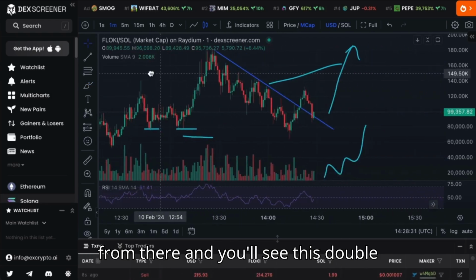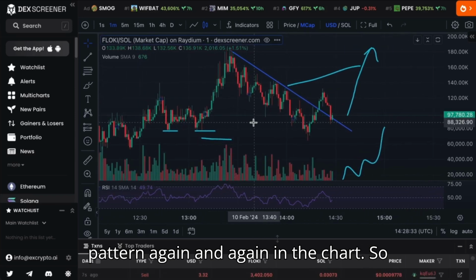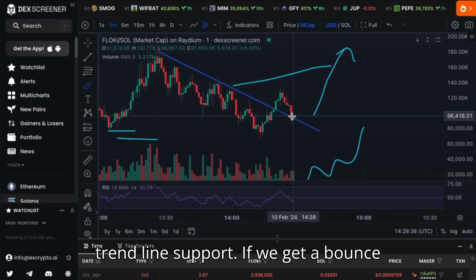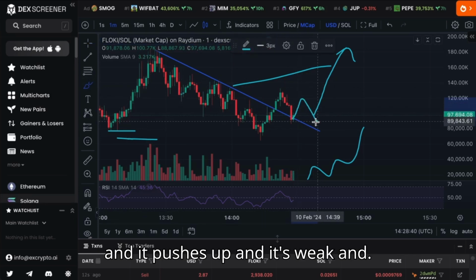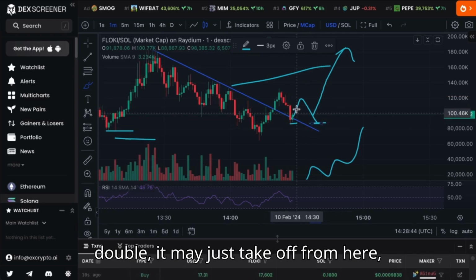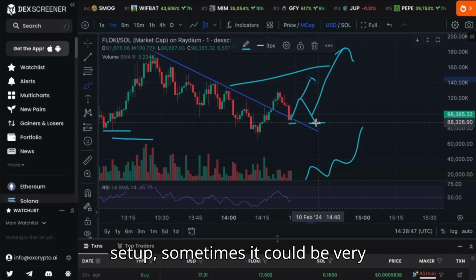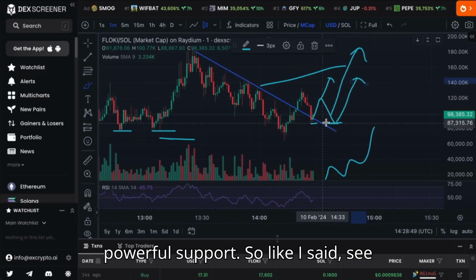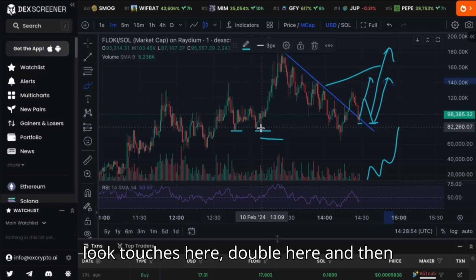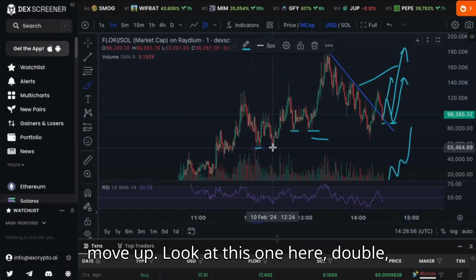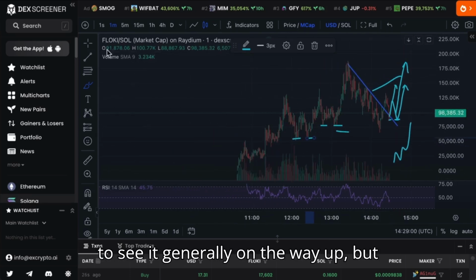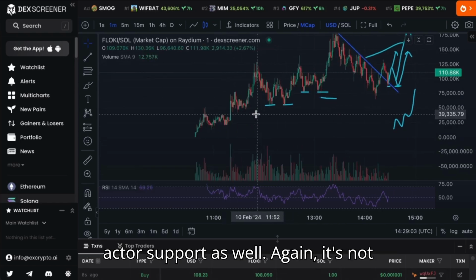You'll see this double pattern again and again in the chart. For example, this has pulled back here to trend line support. If we get a bounce and it pushes up and it's weak, and we touch the same level again, so a double, it may just take off from here, we don't know. But if you see the double setup, sometimes it can be very powerful support. Like I said, you see it again and again in charts. You see it here, look, touches here, double here, and then move up. Look at this one here, 2 double taps here as well. You want to see it generally on the way up, but sometimes you can see it on the way down, acting as support as well.